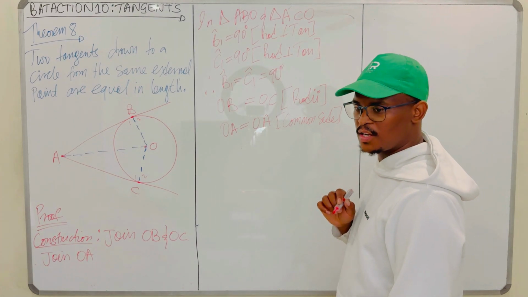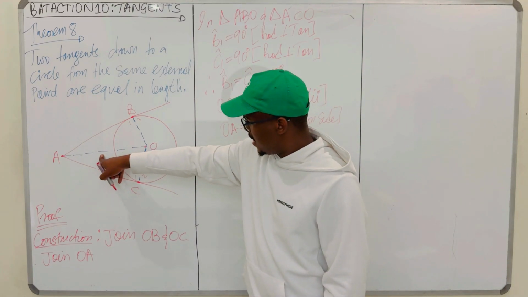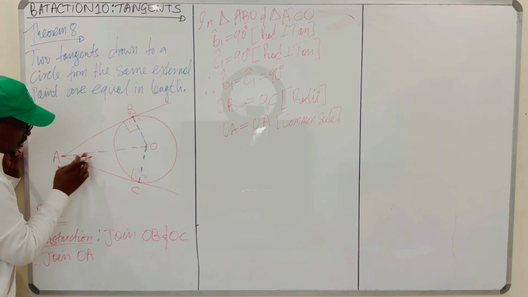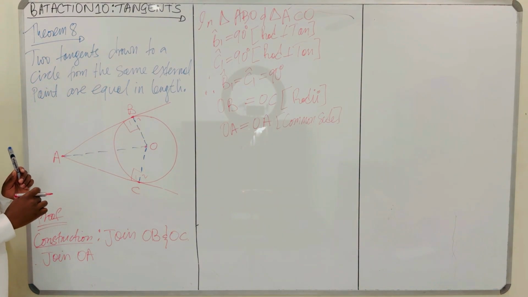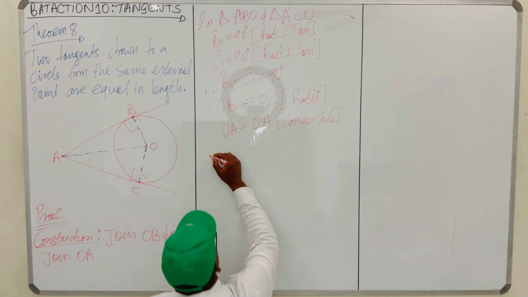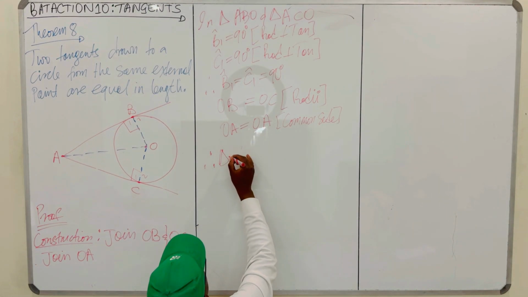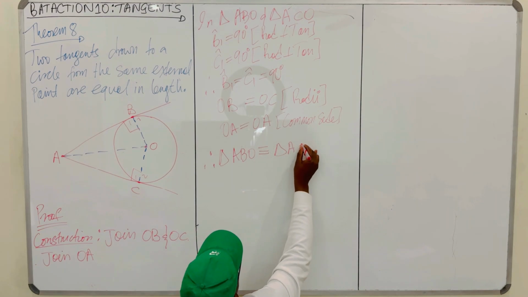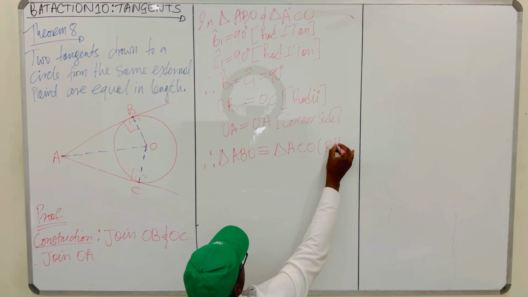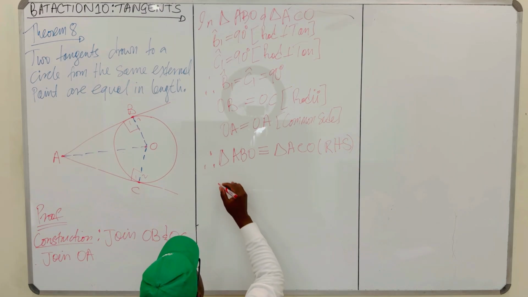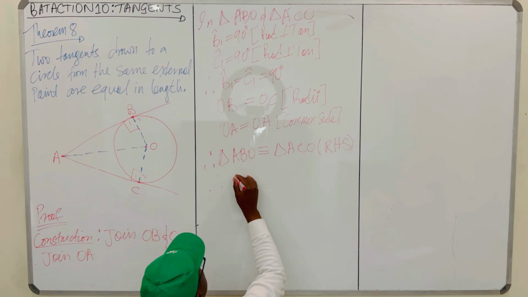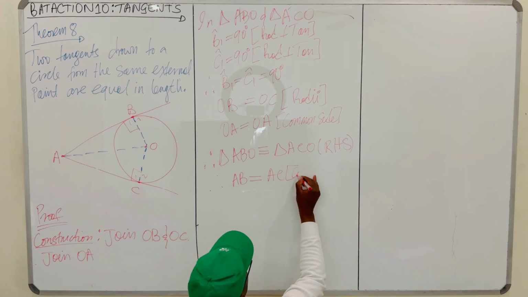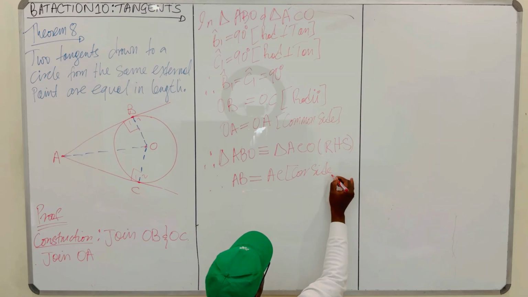So these two triangles are congruent. By what? By the right angle that you have here and there, by hypotenuse and by common side, by equal side. So we can say, therefore, triangle what? ABO is congruent to what? To triangle ACO by right angle, hypotenuse, and the corresponding sides. In that case, therefore, your AB, you can see AB is equal to AC. Why? These are corresponding sides of congruent triangles.